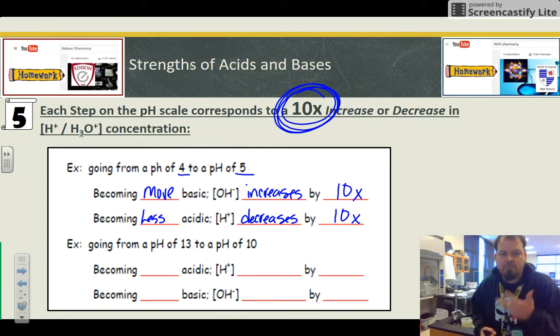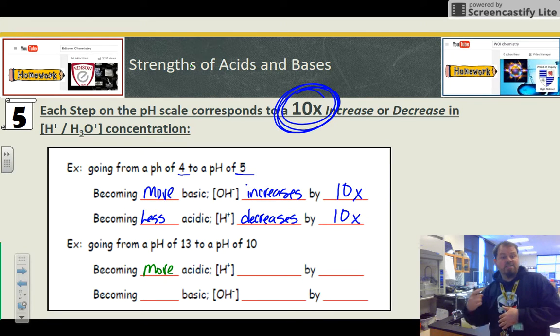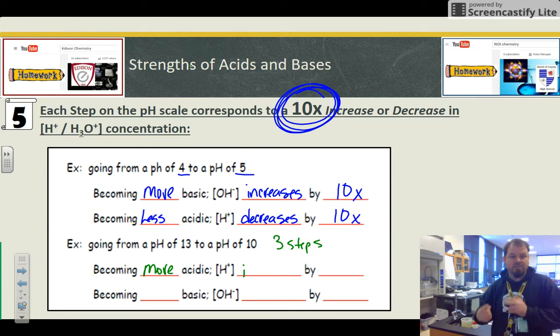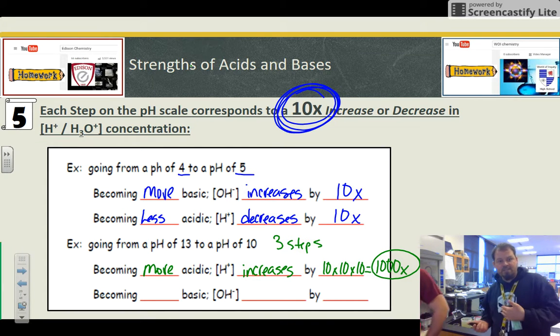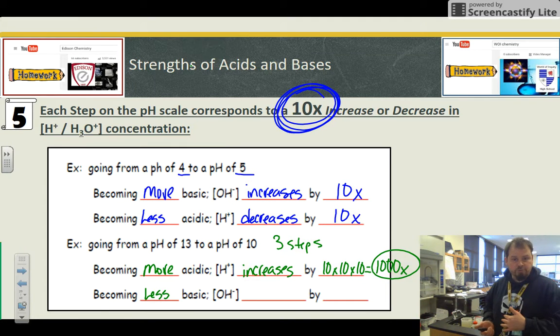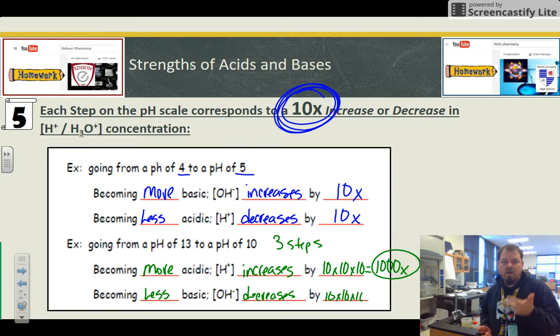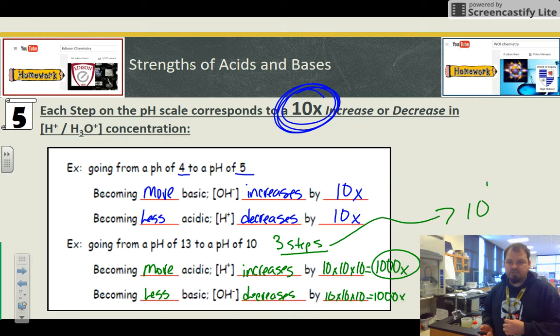So now 13 to 10, I'm moving three spots. And I'm becoming more acidic because I'm moving closer to the acid range by three steps. So my H plus concentration increases, but 10 times 10 is 100 times 10 is 1,000. So it's 1,000 times more concentrated in terms of H plus. Conversely, if I'm going from 13 to 10, I'm becoming less basic. I'm becoming more neutral. So my OH minus concentration is going down. Again, I moved three steps. Three steps is 10 to the third, which is 10 times 10 times 10, which is 1,000. My OH concentration went down by 1,000.